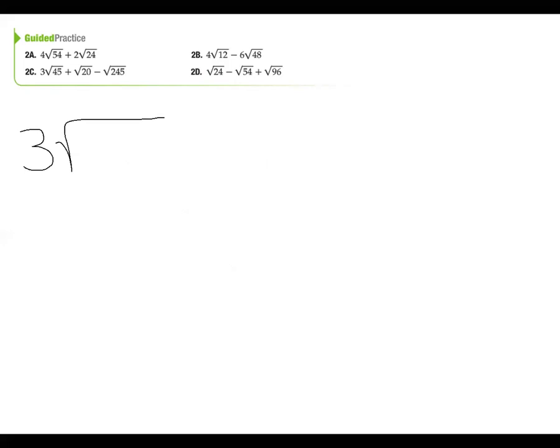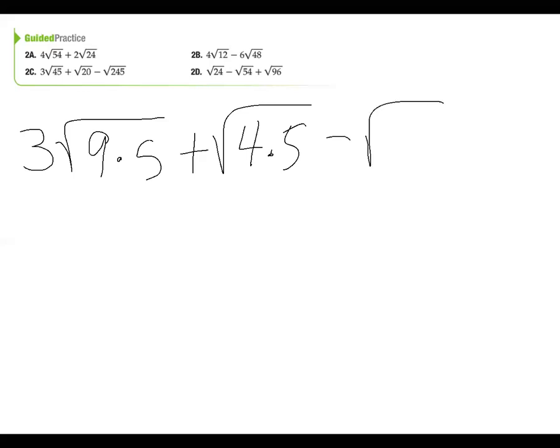2c, 45 is really 9 times 5, plus square root 20 can be thought of as 4 times 5. And 245 can be thought of as 49 times 5. Now, how did I know that was 49? Well, I saw that these first two are going to simplify to a square root of 5. So I thought, well, let me divide this by 5 and see if the other number is a perfect square. Well, 245 divided by 5 is 49.